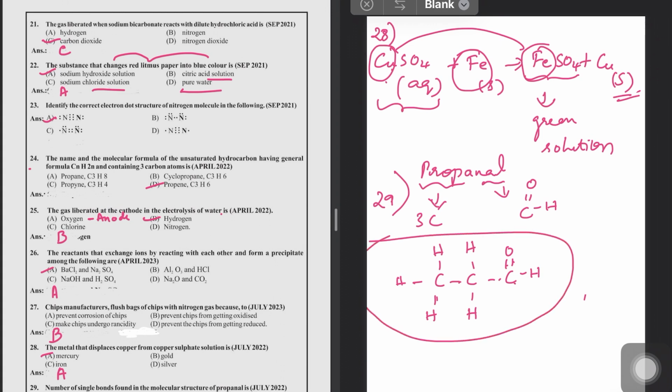What is the question? The number of single bonds found. How many single bonds are there? Here 1, 2, 3, 4. 4 single bonds here. 5, 6, 7, 8. So totally how many single bonds are there in the structure of propanol? It is 8. Hence for the 29th question, the correct answer is option A. There are 8 single bonds in propanol.